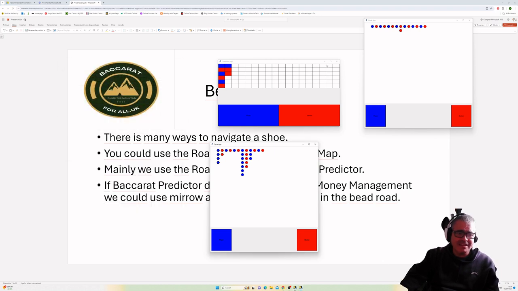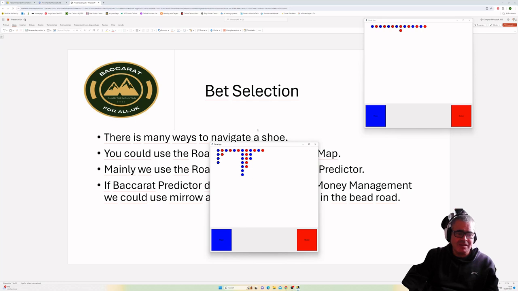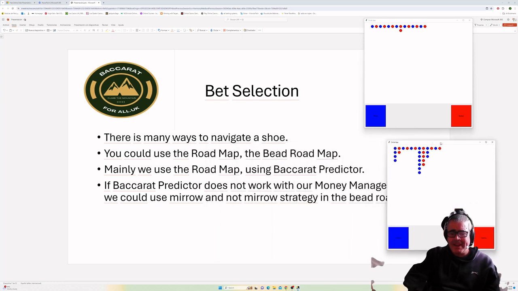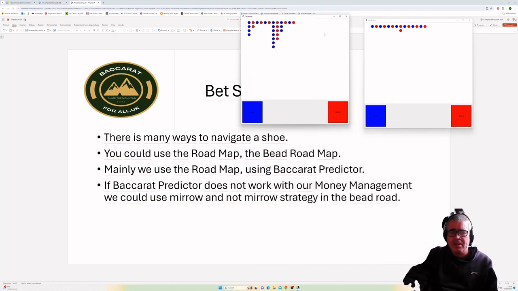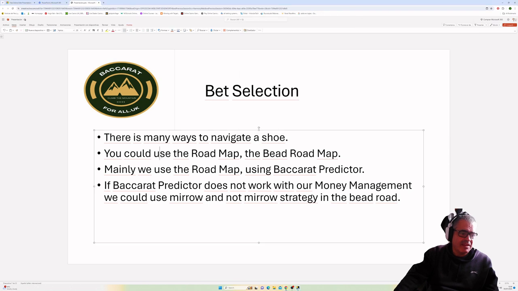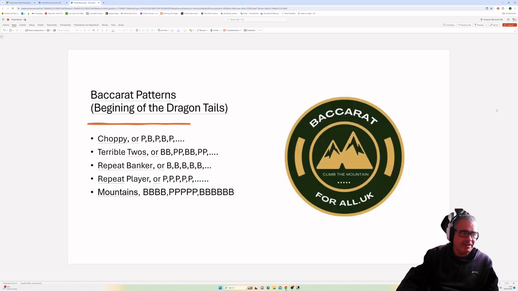Okay, perfect. That is what I wanted to show you, the bet maps. But mainly, like I was explaining, the bet selection that the Baccarat predictor uses is the roadmap. So basically, it analyzes the roadmap and follows the roadmap. Okay, perfect. Very good. So let's go to the next one.